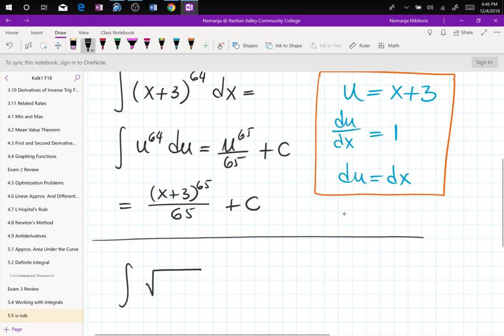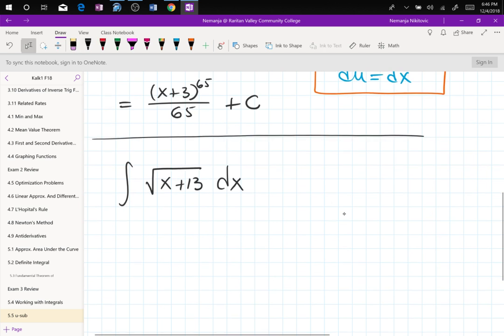Integral of square root of x plus 13 dx. Let's start with the attitude. If this was just one variable, if this was just u, it would be easy. We'll make it a u. U equals x plus 13.